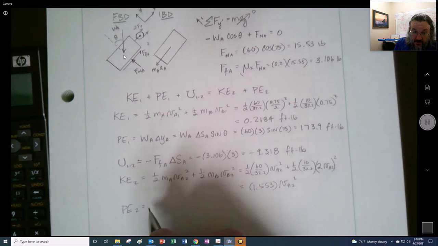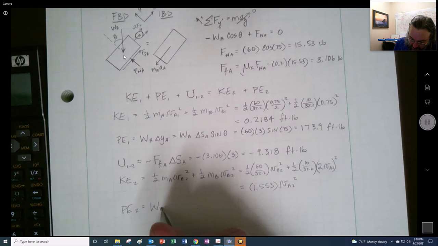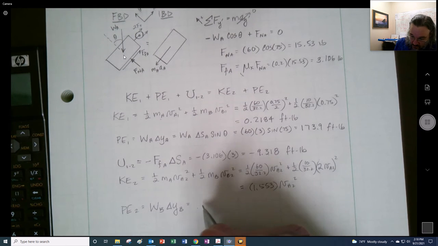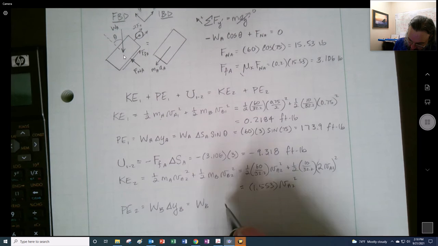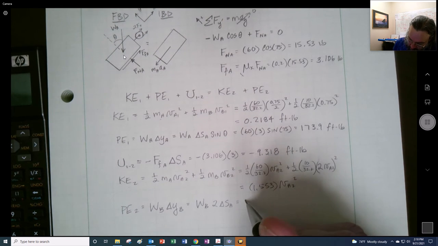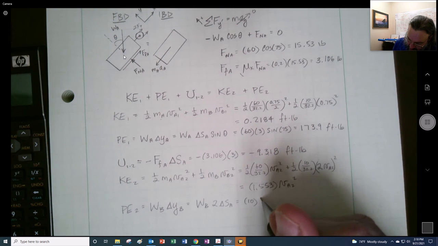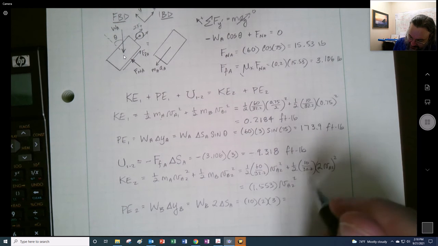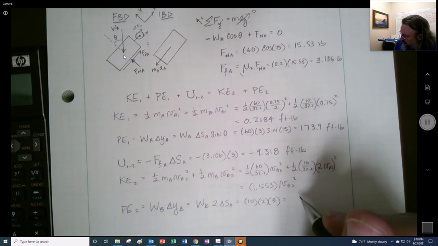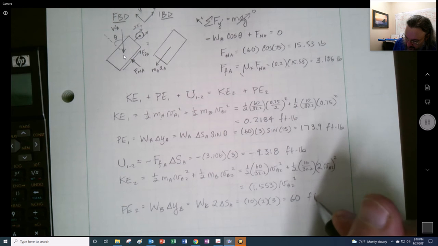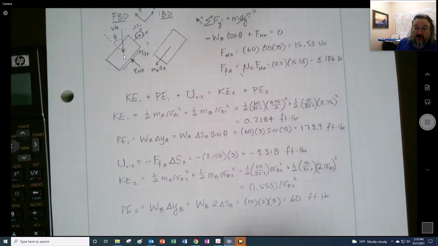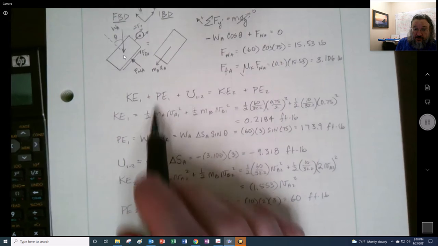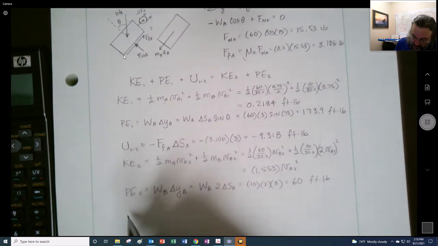So for the potential energy, we have the weight of B moving delta Y_B, which is 2 times delta S_A, or 10 pounds times 2 times 3, or 60, right? How did I do on that? Yes. And they're going to be foot-pounds. Okay, so I've gone through one of these at a time. Now let's go back and put all these into the original equation.